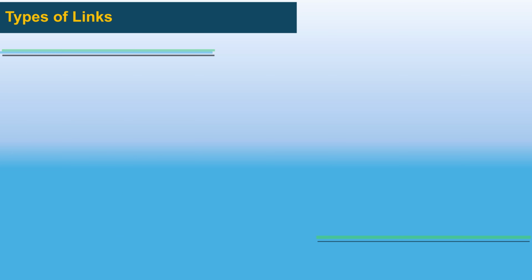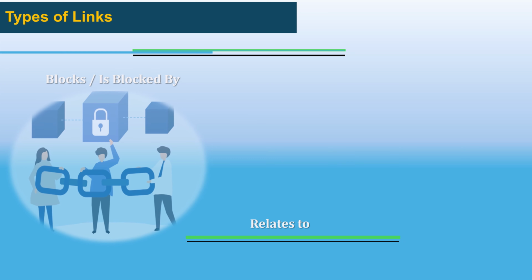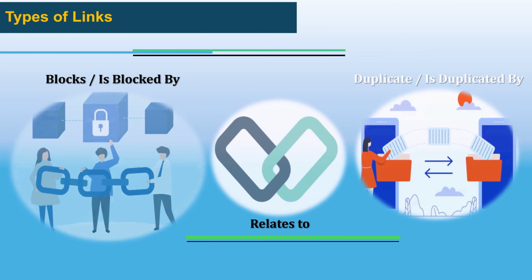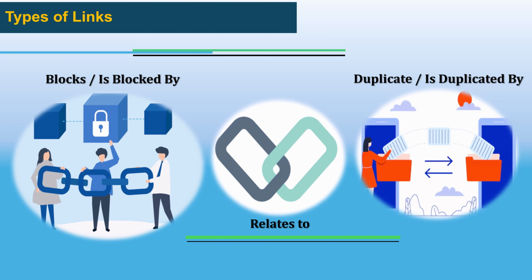Jira has several built-in issue link types. Let's go through all of them and see what each means. Number 1 is blocks or is blocked by. It defines a dependency that a story cannot proceed until the blocking story is completed. For example, a story under order management is blocked by a story under user authentication.